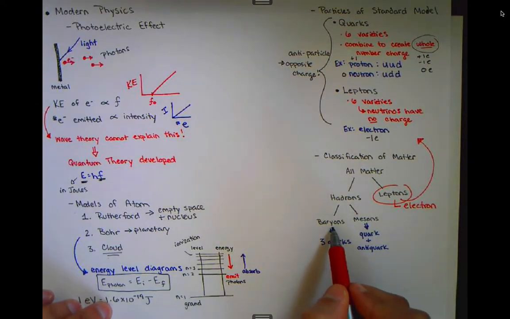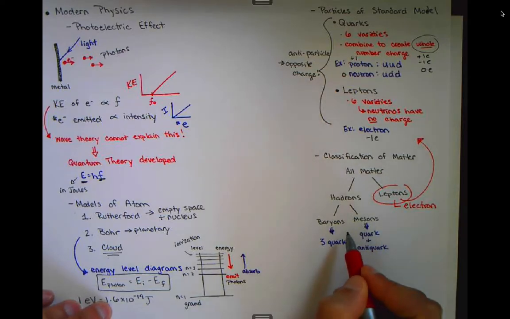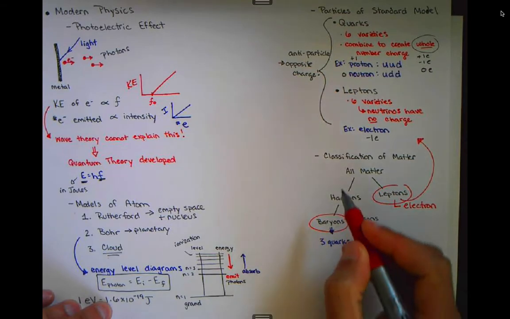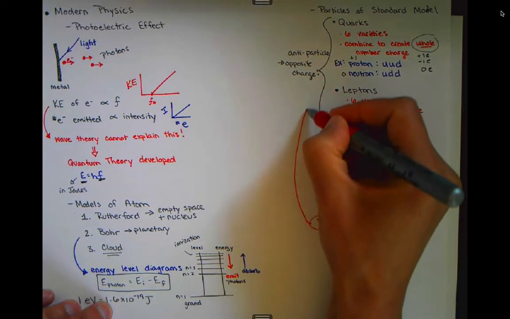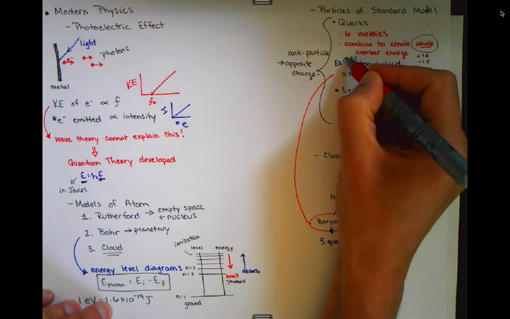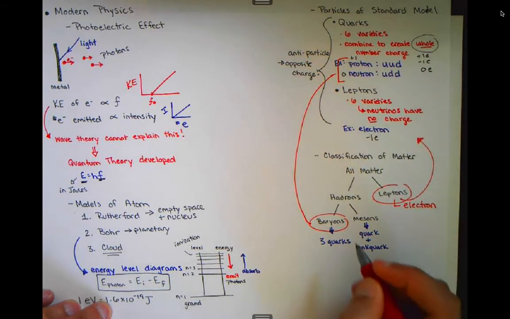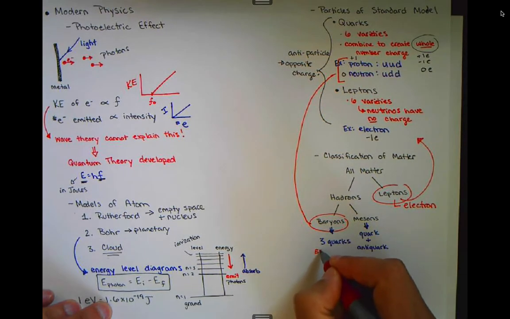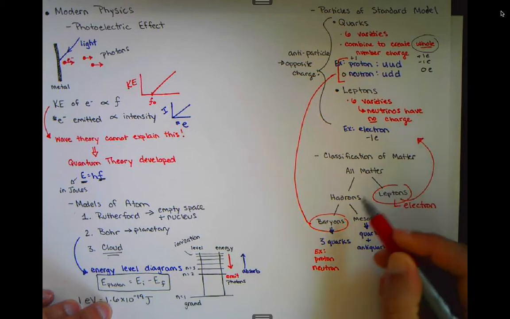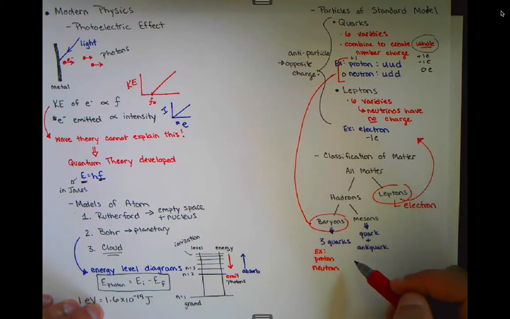You have baryons, and baryons consist of 3 quarks. And again, these are things that we've talked about, right? So a baryon would be 3 quarks. Here's your examples, a proton and a neutron. Right? So example here is a proton, also a neutron. If it's not a baryon, if it's not made of 3 quarks, then it must be a meson, which is made up of 1 quark and 1 antiquark.